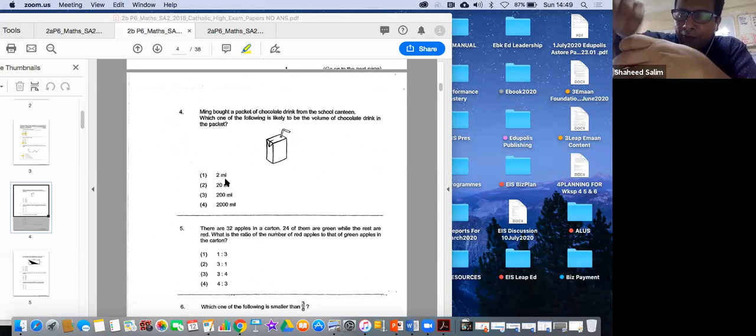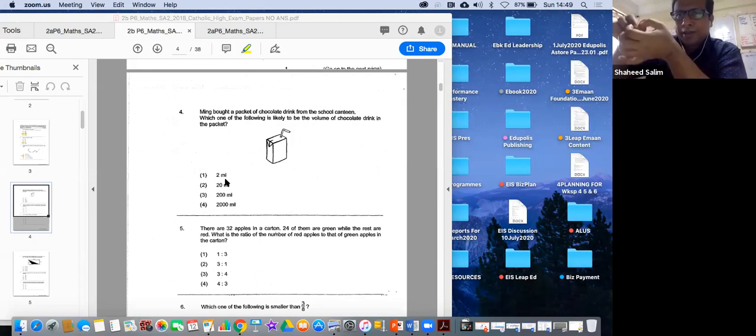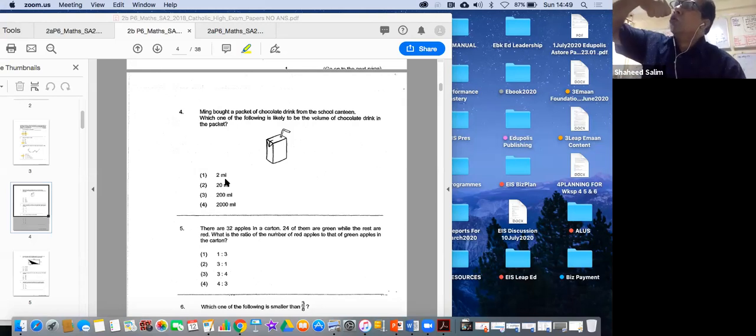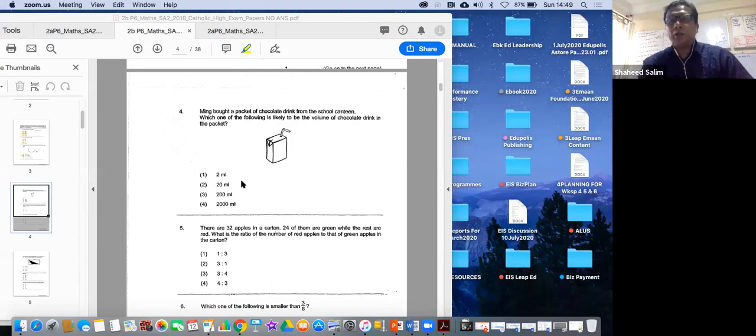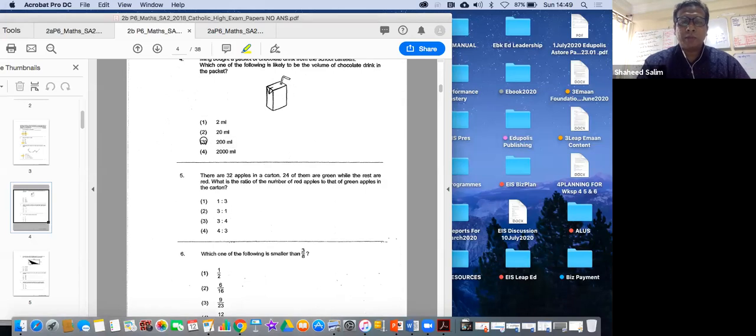You buy teh tarik, they give you a spoon. That one is 5 milliliters, the small spoon. The bigger one might be 10, 15 milliliters. So you cannot buy something for 50 cents and get 1 spoon of water. Alamak, teruk lah. Okay, so here we go. The next one. So the answer down here is 200 ml.